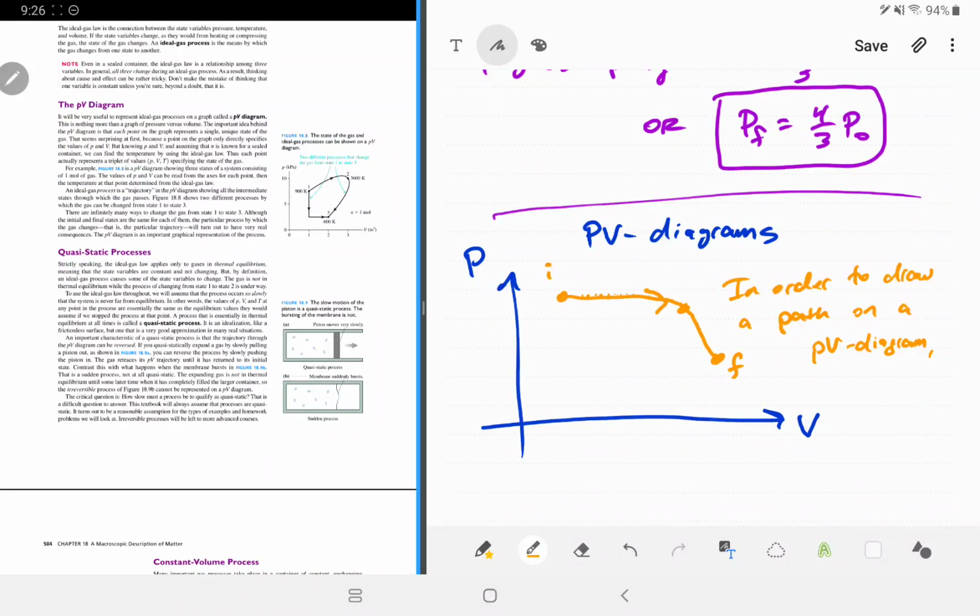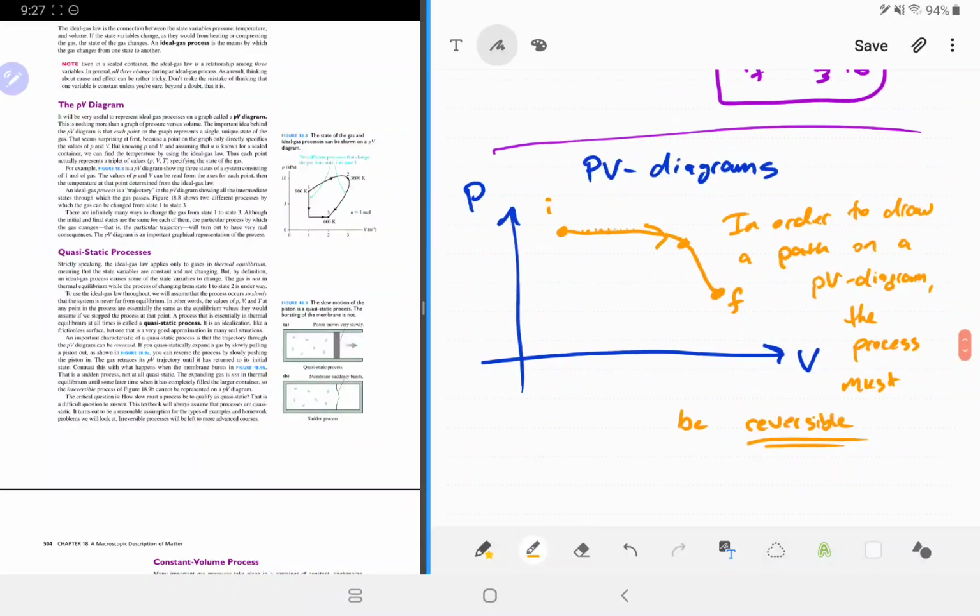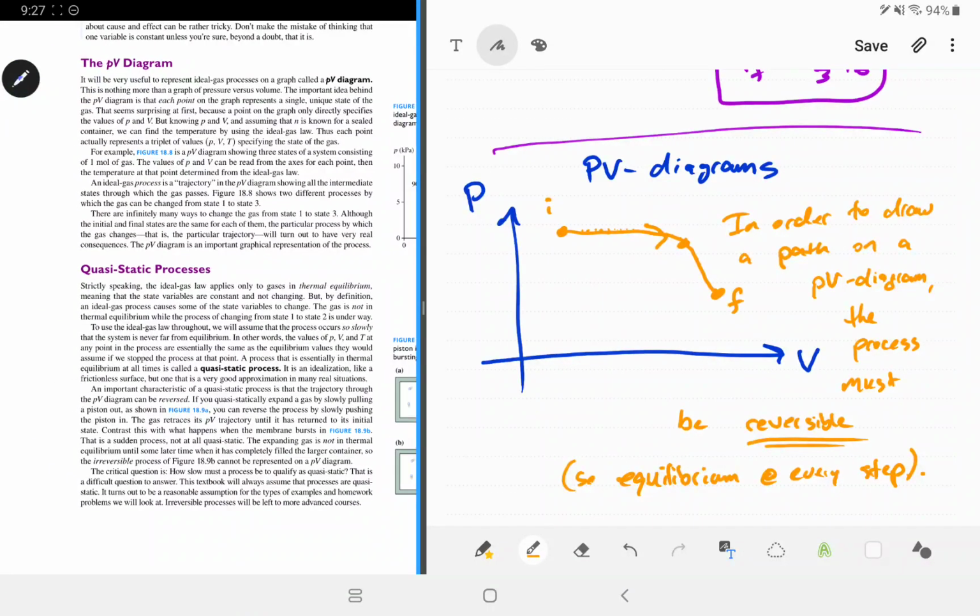In order to draw a path on a PV diagram, the process must be reversible. So you could think of this as happening slowly enough that equilibrium is established at every point in between. So this is equilibrium at every step. Like this line right here, I've said what the pressure and the volume are at every moment in time.